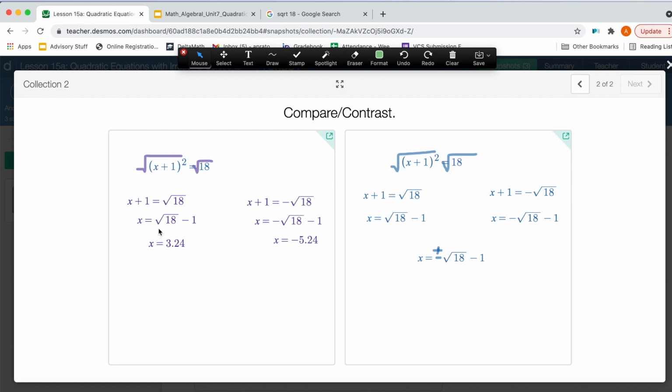They both subtracted 1 on both sides to get the square root of 18 minus 1 and the negative square root of 18 minus 1. But then this person actually found 2 answers, and this person rewrote their solution in this way. So let's talk about it.